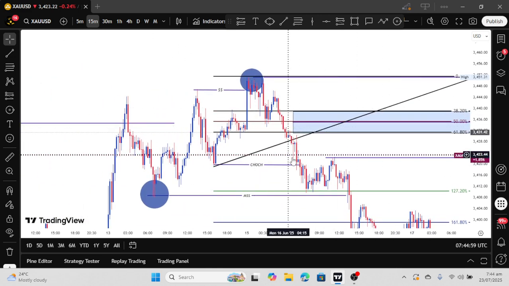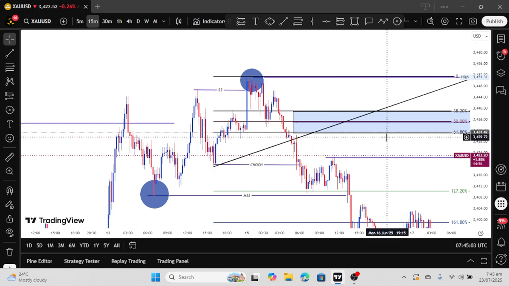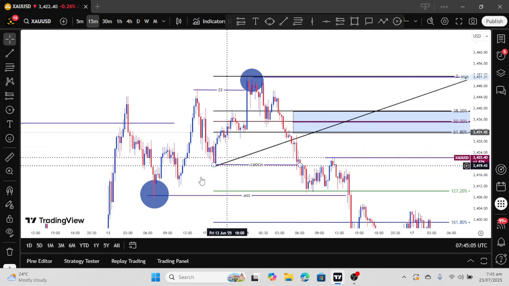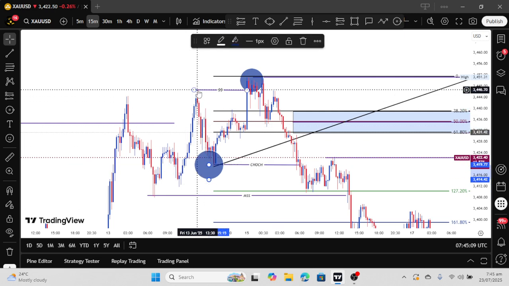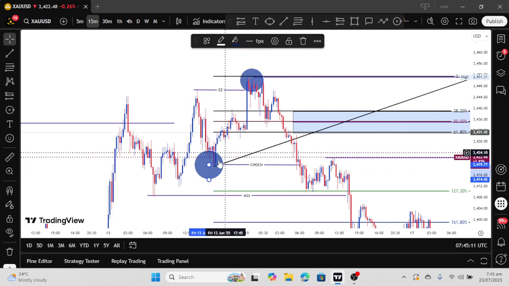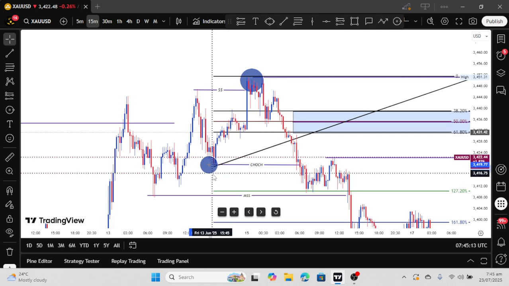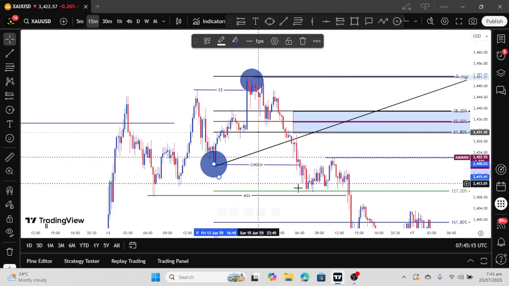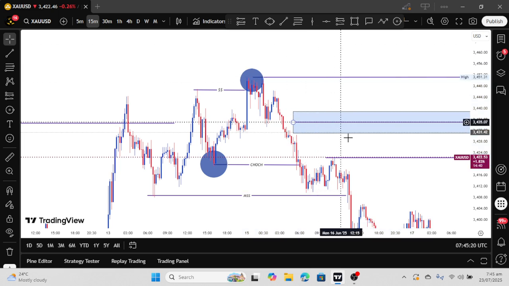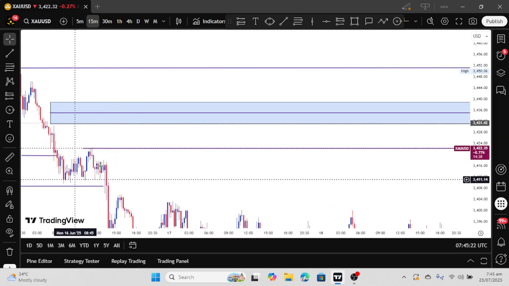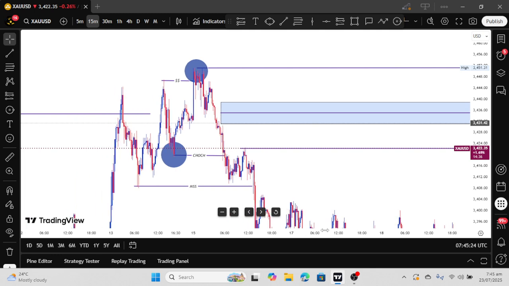So I use this particular structure here. So 38, 50, and the 61, then I will draw my line in the mid zone. I use this structure because this is the last low that led to this side. So this is the structure, and I'll take off my fib zone. So let's go and see what we have there.